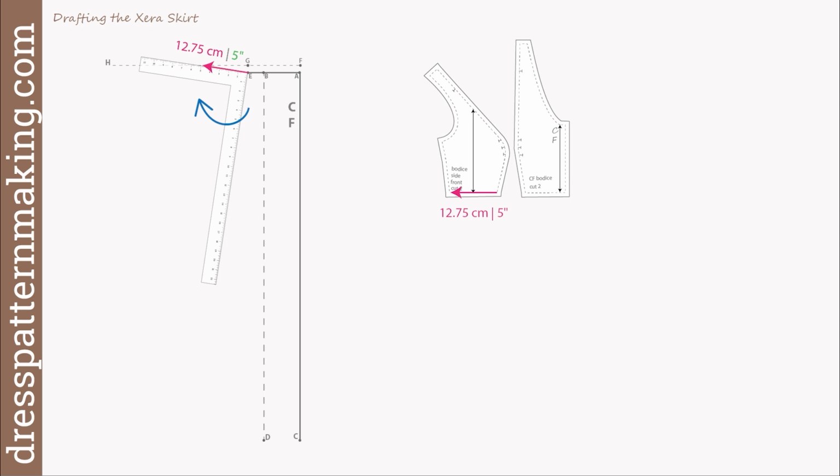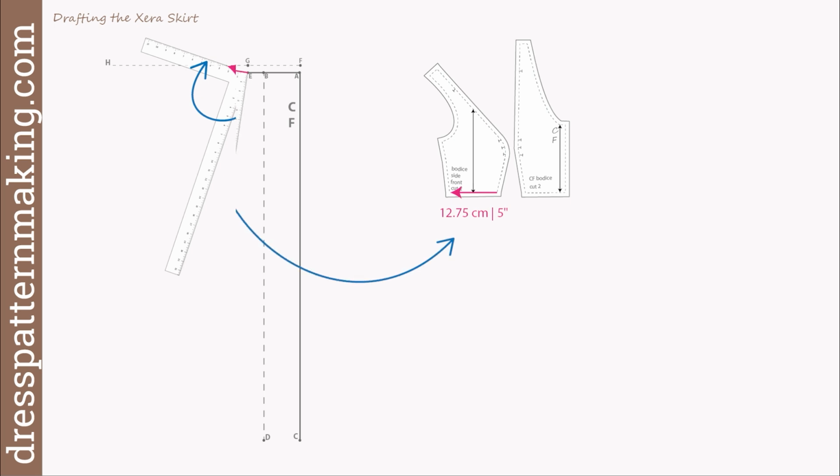If I were to measure from point E with a ruler at this angle, as shown by the pink arrow, the length of the line from point E to touch the guideline is a very long line. It does not measure 12.75 centimetres or 5 inches. It is much longer. Likewise, if I rotated the ruler more, like shown here, and I measured from point E to touch the guideline, the length of the line shown by the pink arrow is not 12.75 centimetres or 5 inches. It is much shorter.